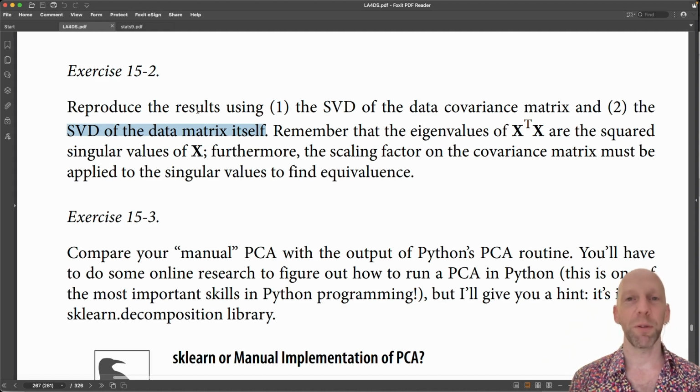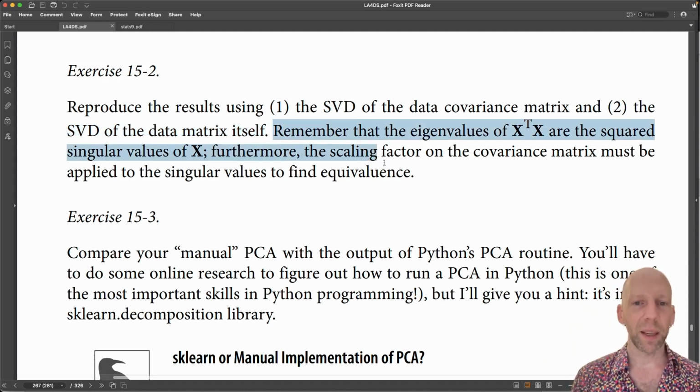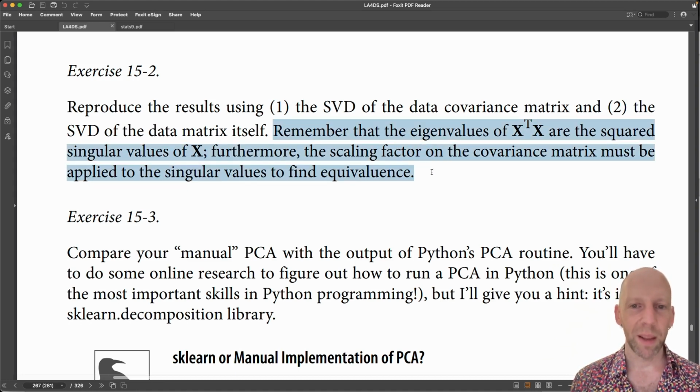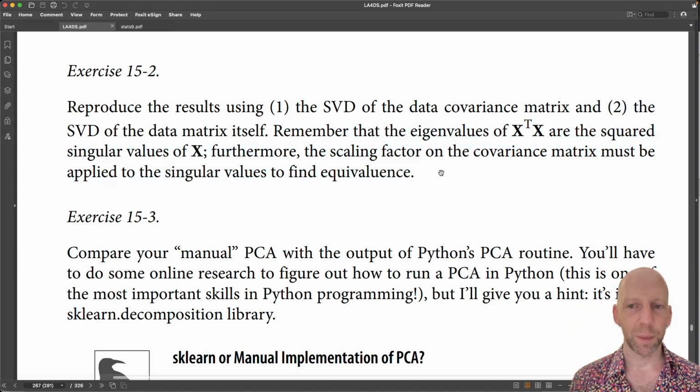Reproduce the results that you found in the previous exercise using SVD on the covariance matrix and SVD on the data matrix. And here I give a couple of reminders. These are basically just about scaling factors, and it's about the relationship between the SVD of a matrix and the eigendecomposition of the matrix. Okay, so I'm now going to switch to Python and discuss my solution and also talk a bit about these scaling factors.